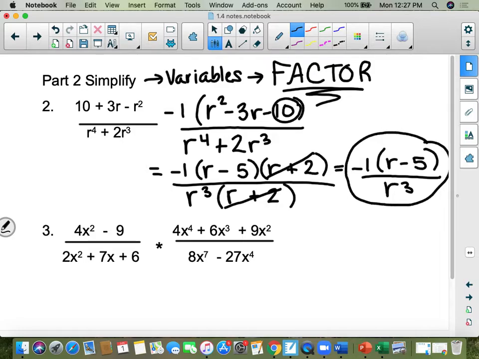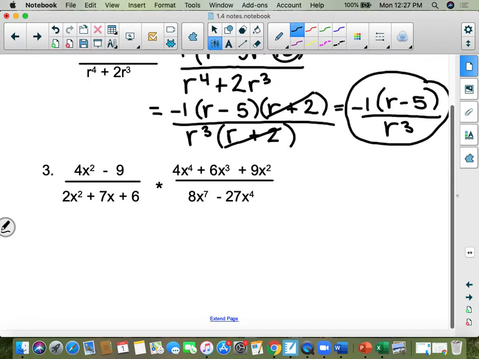Final answer. Lots of factoring. Here you have to factor a lot. Again, whenever you see variables, you know you have to factor. This one right here has no greatest common factor. It's just a difference of 2 perfect squares.